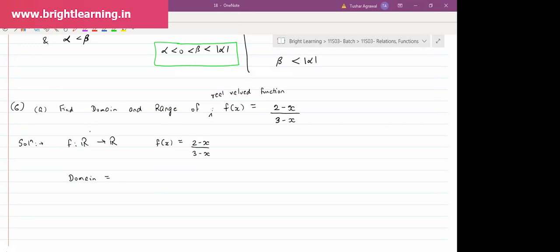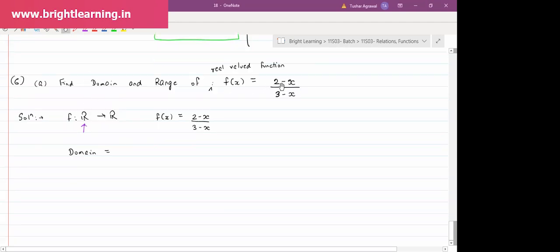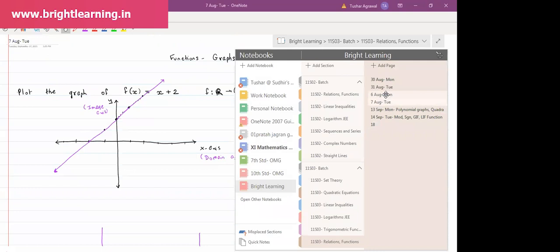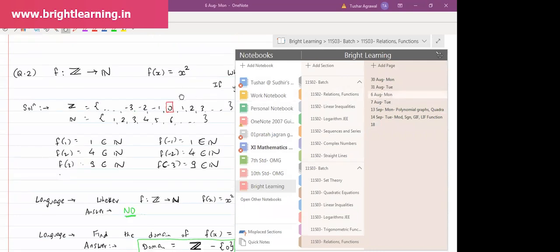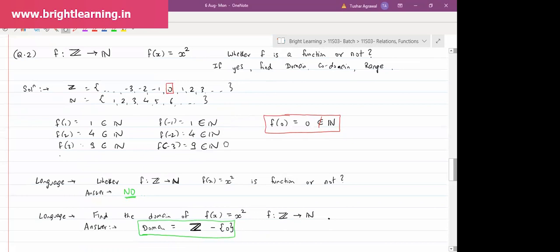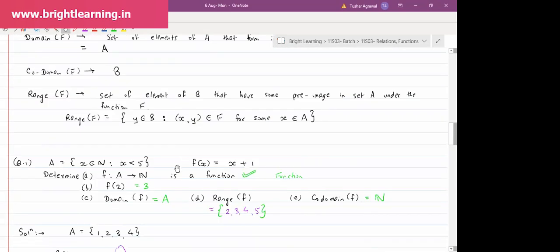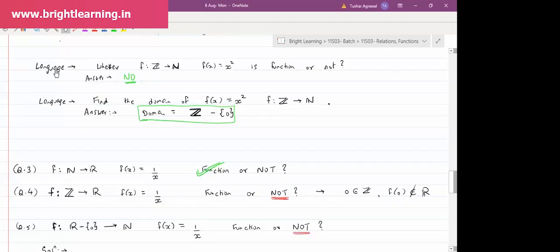See, sir, actually the domain is the first set only. But why are you asking to find the domain? I am asking you to find the domain of the function because, domain of the function we have seen. What is the meaning of language? If someone has asked what the domain is, there is a language you have seen. Find the domain.